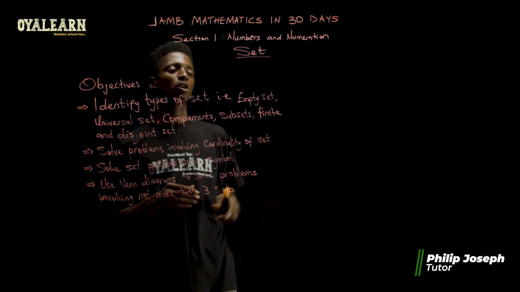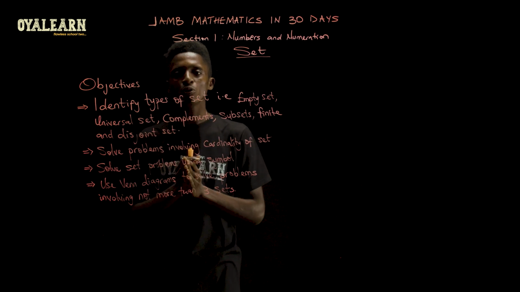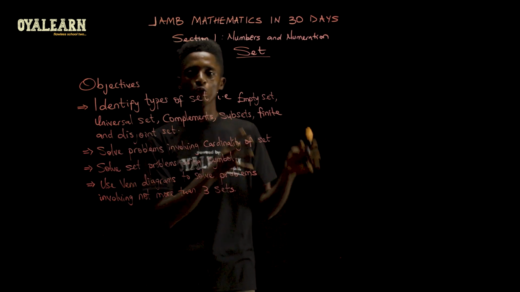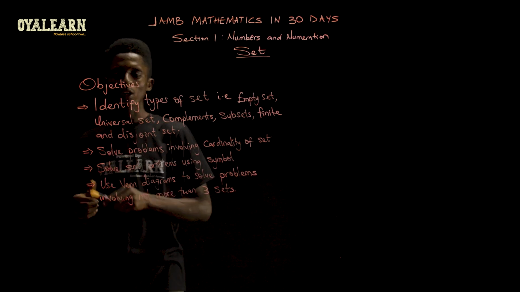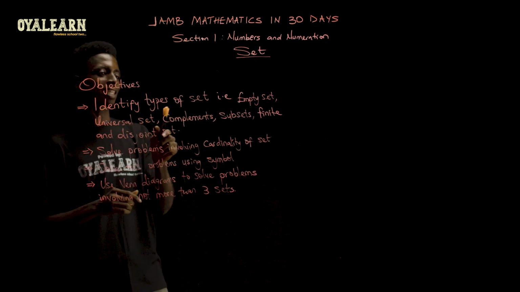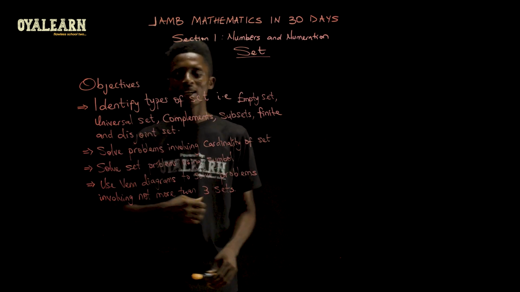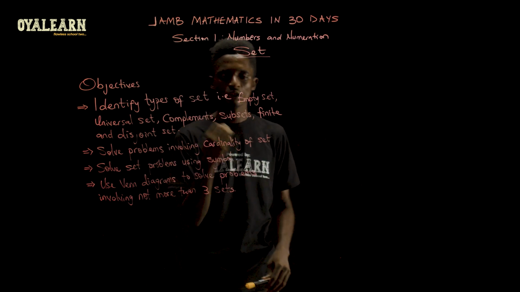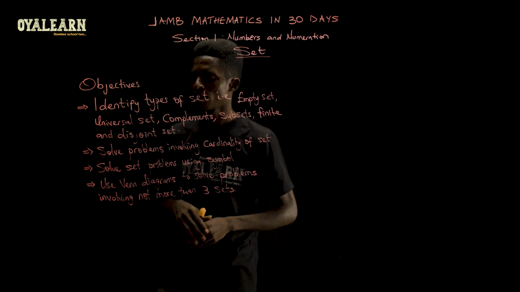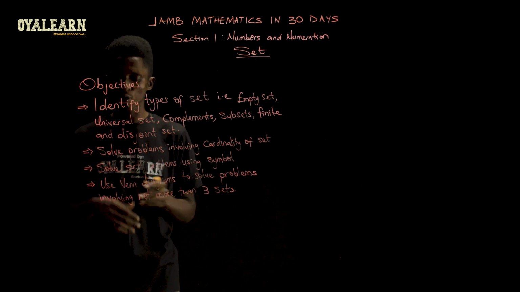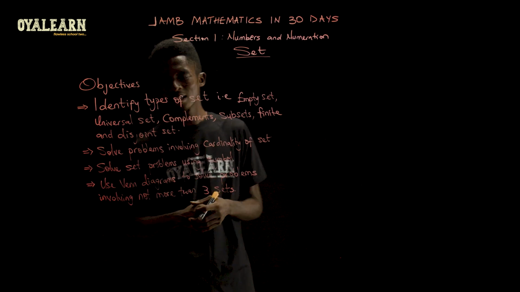So for day 4, we are going to be looking at set, and what Jamb expects of you as students to know before you go into the exams concerning set as follows. Firstly, you are to be able to identify types of set, that is empty set, universal set, complement, subset, finite, and disjoint set. You're also expected to be able to solve problems involving cardinality of set.